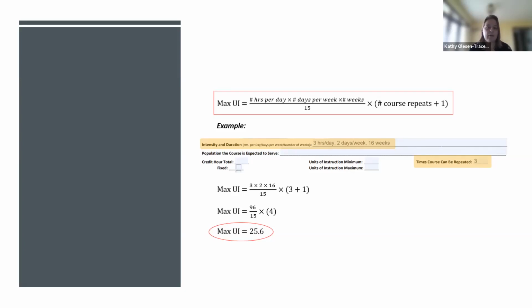You can reevaluate your units of instruction, because that's the intensity and frequency of your instruction. That's really what we're talking about. And if you're finding that that is not helping your students move forward, you can modify the course.